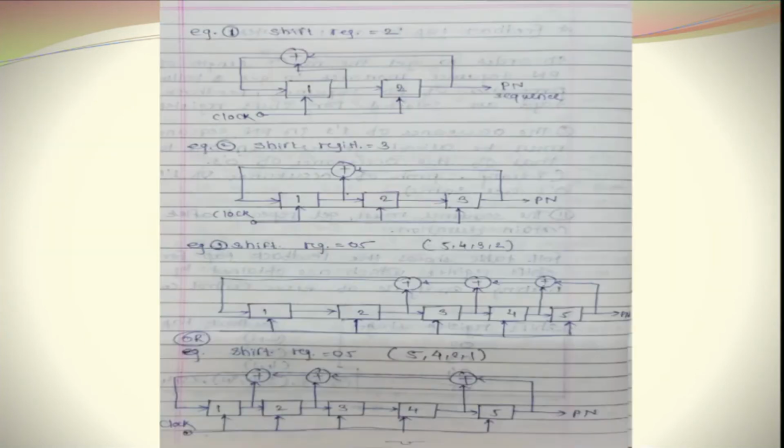So here I am providing some designs for the PN sequence generator, which have two shift registers, then three shift registers, then similarly four or five shift registers.